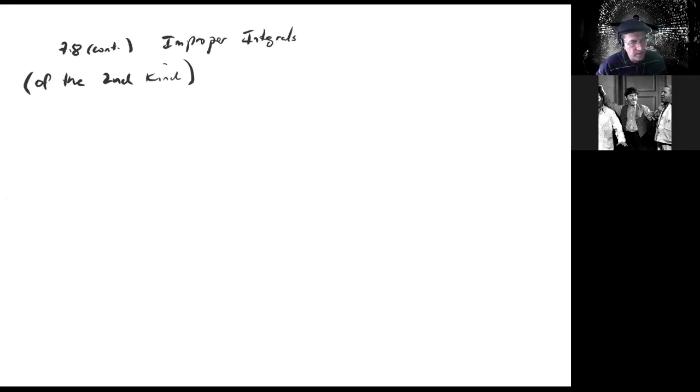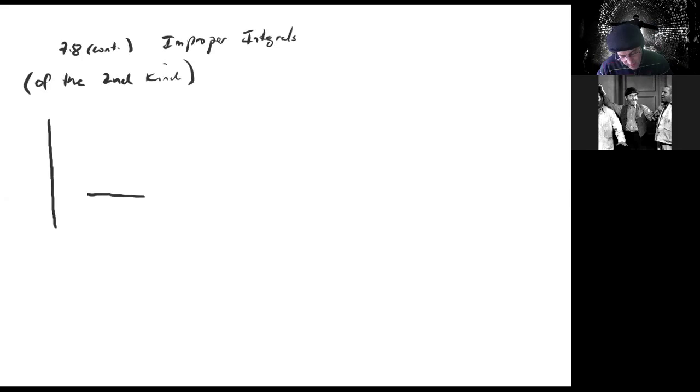So this is 7.8 continued, improper integrals. And this is going to be improper integrals of the second kind. So what does that refer to? I'm going to first start with an example.